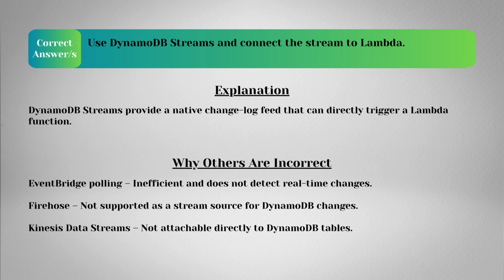Explanation, DynamoDB streams provide a native changelog feed that can directly trigger a Lambda function. Why others are incorrect? EventBridge polling, inefficient and does not detect real-time changes. Firehose, not supported as a stream source for DynamoDB changes. Kinesis data streams, not attachable directly to DynamoDB tables.